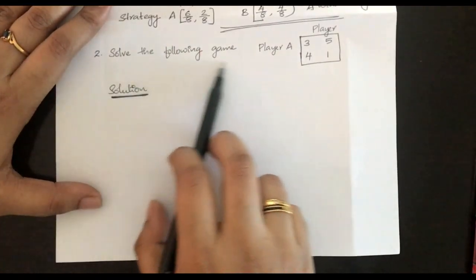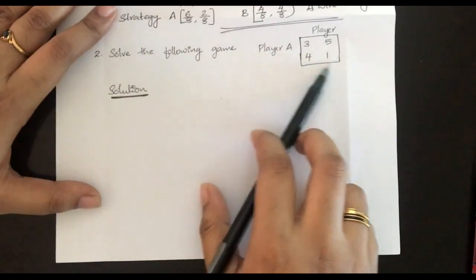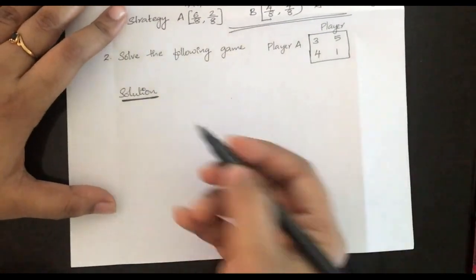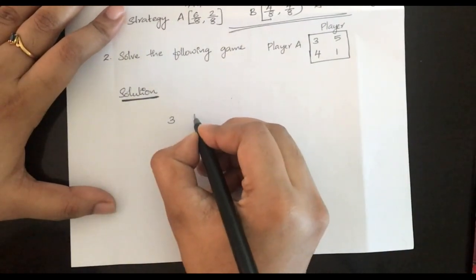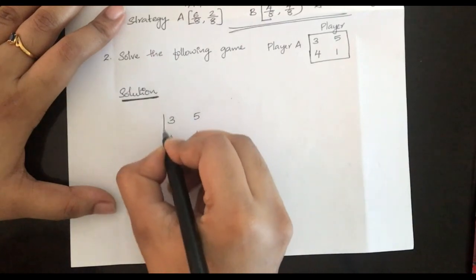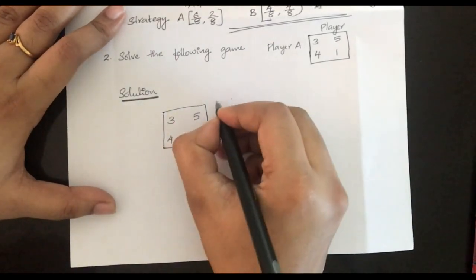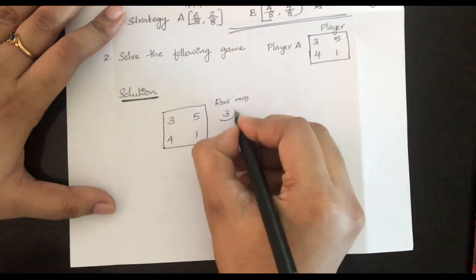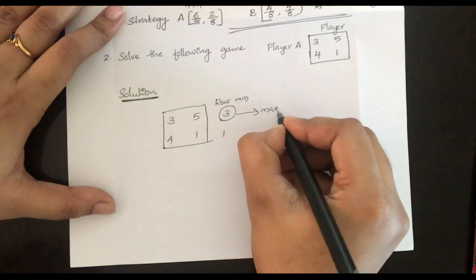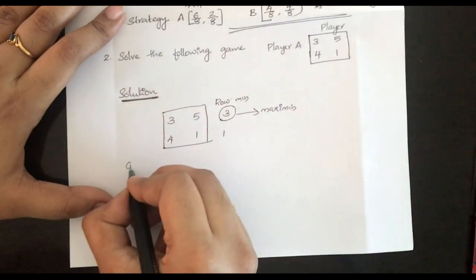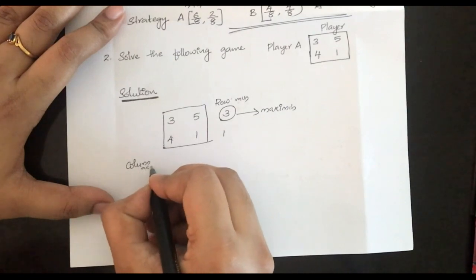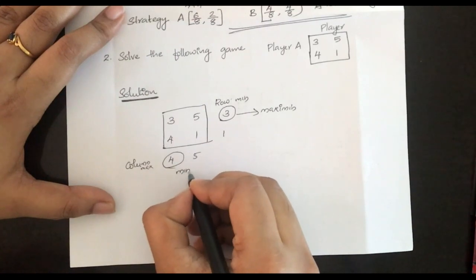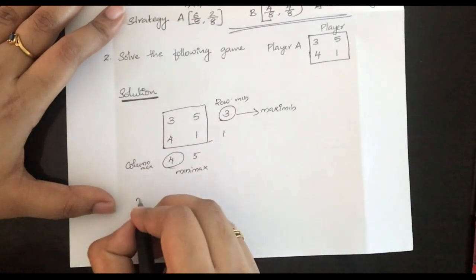We can look at one more problem for solving a mixed strategy game using the probability method. This is a game. I am writing it down: 3, 5, 4, 1, and checking for a saddle point. Row minimum: 3, 1. Among the minimum, this is the maximum value. Then column maximum: 4, 5. Among the maximum, this is the minimax value.